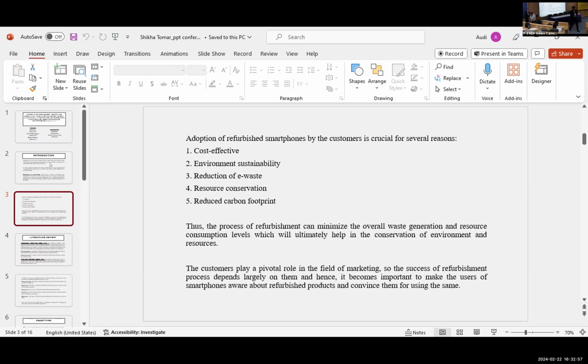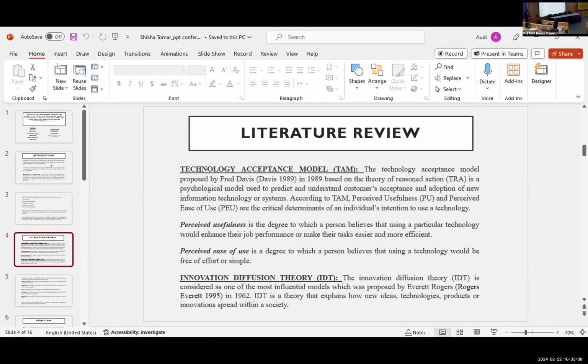So there is an urgent need to make the customers or the smartphone users aware about the process of refurbishment and the refurbished products, and we should also convince them to use the same. Now, this paper utilizes an integrated framework of technology acceptance model and innovation diffusion theory to understand the behavioral intentions of the customers to adopt refurbished smartphones.